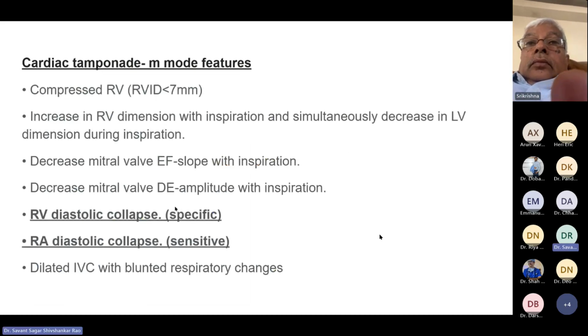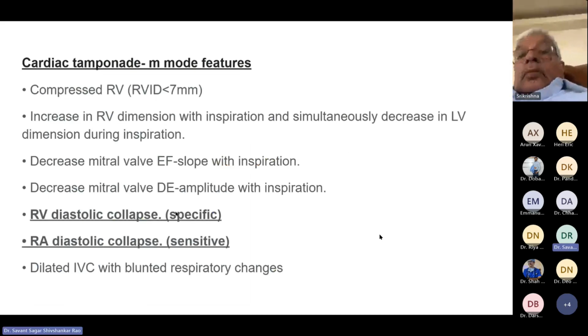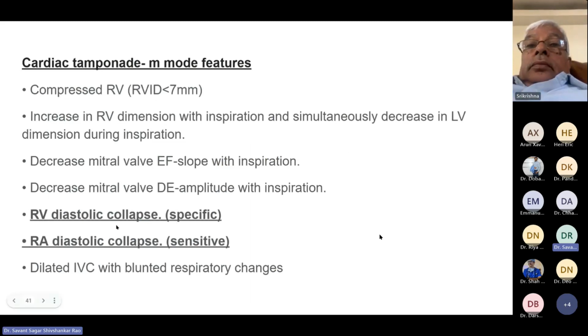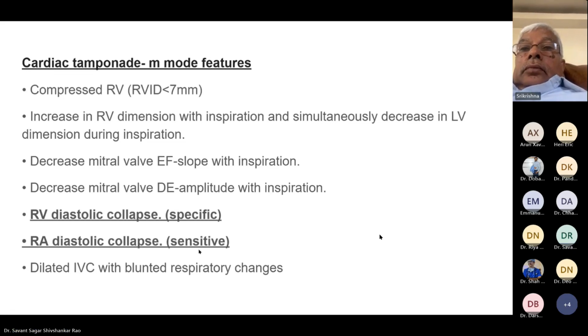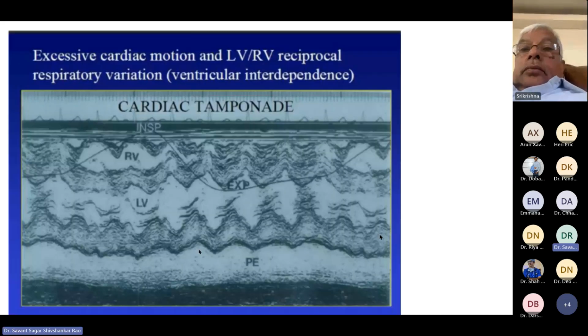Typical features of cardiac tamponade on M mode: mainly the specific finding, RV diastolic collapse, and right atrial diastolic collapse, which is more sensitive. So this is the M mode of cardiac tamponade. We can see the RV collapse and the disparity between the RV and LV during systole and diastole.